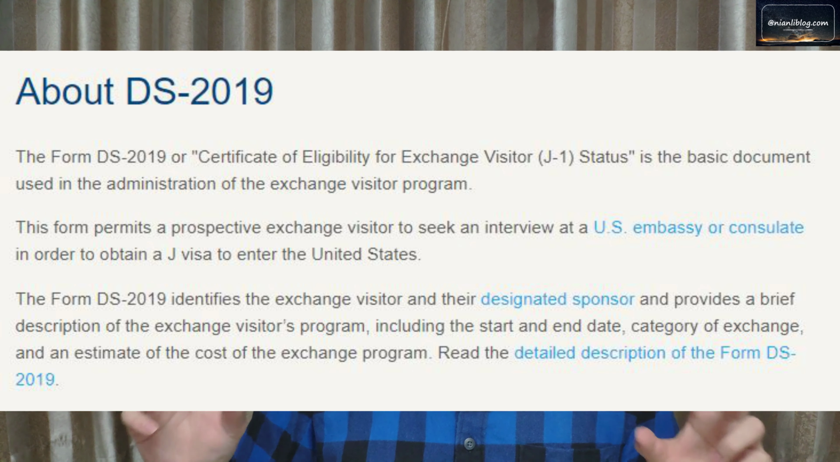On the other hand, you also get a form called the DS 2019 form. So what's the difference between these two things? Basically, the visa is just like a ticket with which you can enter the US. However, the DS 2019 form is basically the details about your visa. And there is actually a lot of difference between these two parts, since for your visa, all the information on it is static. It cannot be changed. While the DS 2019 form can be changed.